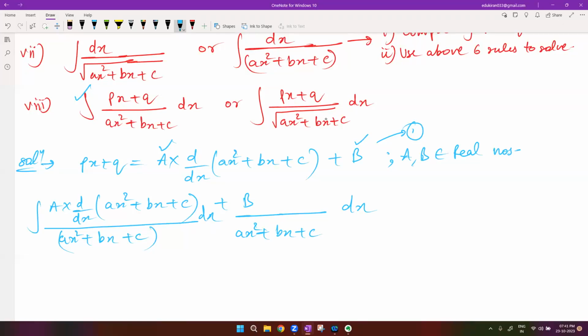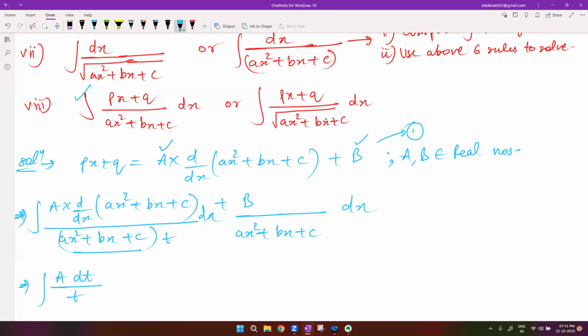You substitute ax square plus bx plus c as t, you will get the differentiation of ax square plus bx plus c in the same expression. So if you take this as t, the whole of this becomes dt. This question reduces to a dt divided by t. You believe me, this will be the same expression.